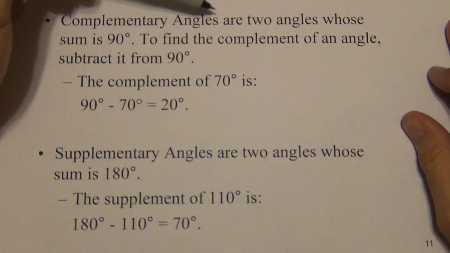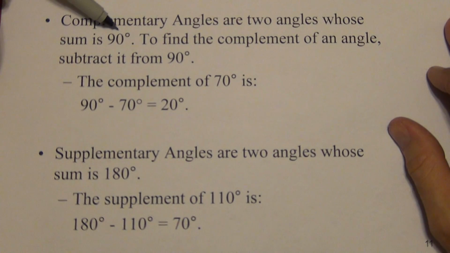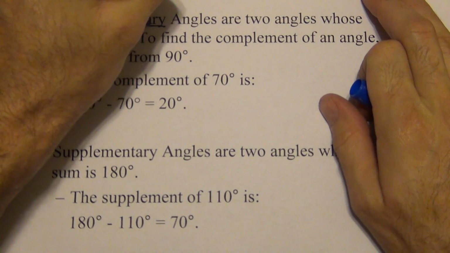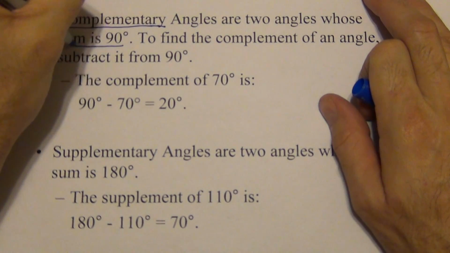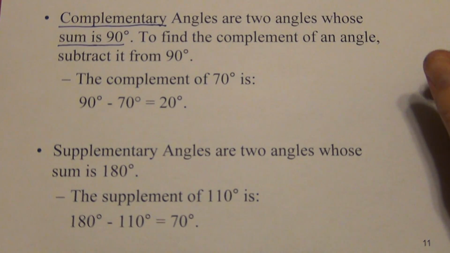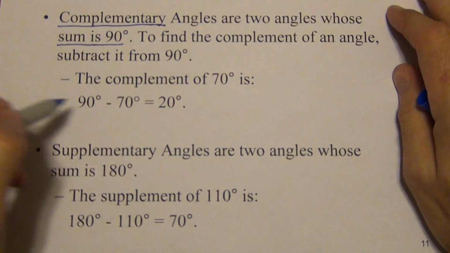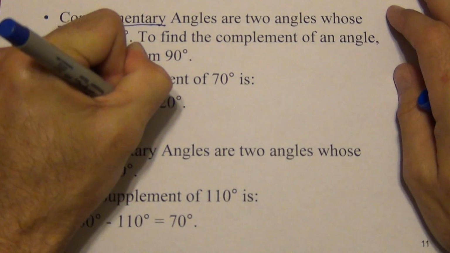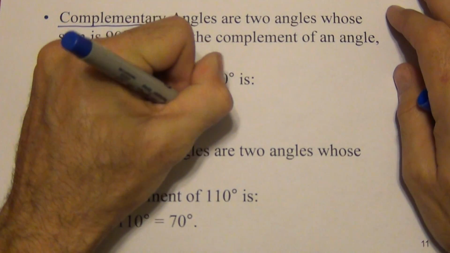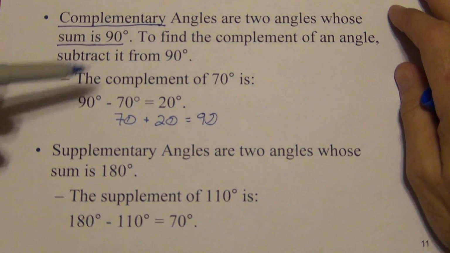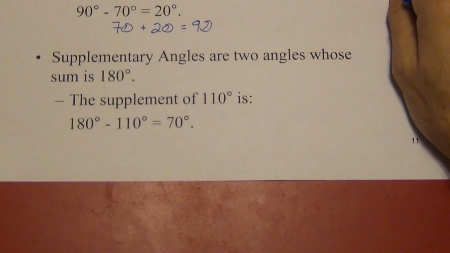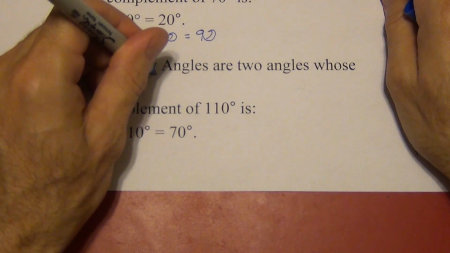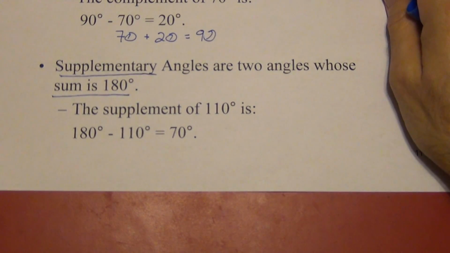What if you have complementary angles, or two angles whose sum is 90 degrees? So this is the definition, of course, of a complementary angle. A complementary angle sums to 90 degrees. So the complement of 70 degrees is 20 degrees because 90 minus 70 is 20. 70 plus 20 gives you 90 degrees. The supplementary angles are two angles whose sum is 180. So for supplementary angles, the sum is 180.